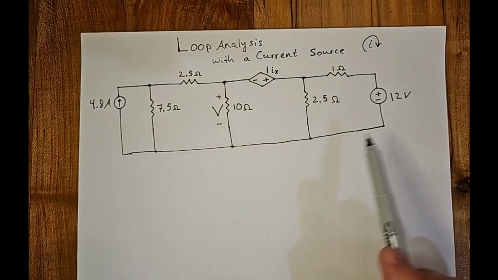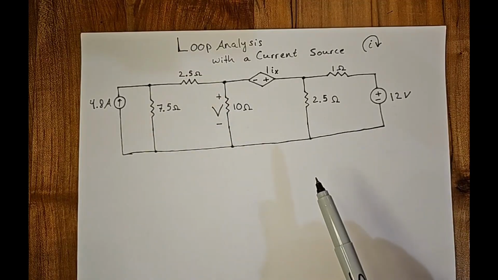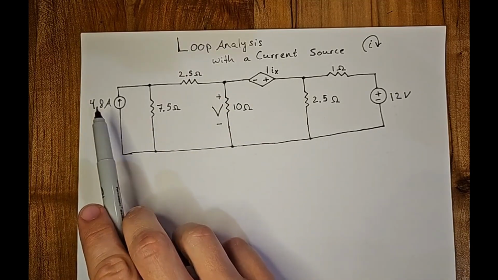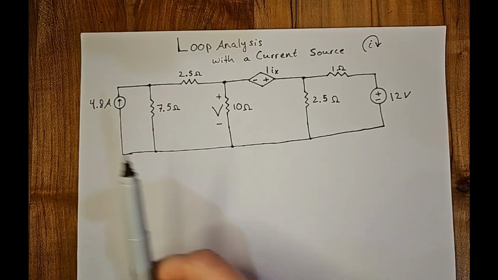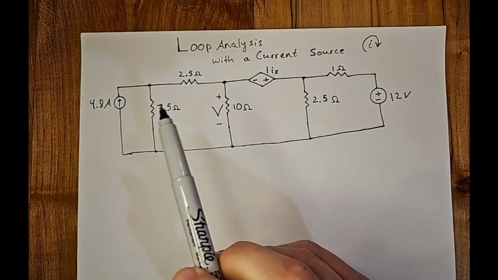Let's take a look at this problem. We're going to solve it with loop analysis, but this time we're going to have a 4.8 amp current source in it. I did a video on the basics of loop analysis. Give it a watch there if you haven't. But for now, let's try this one.